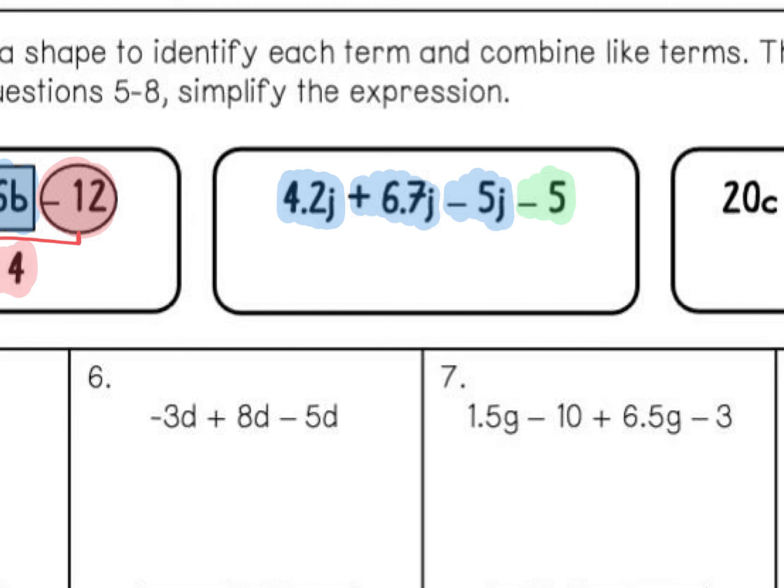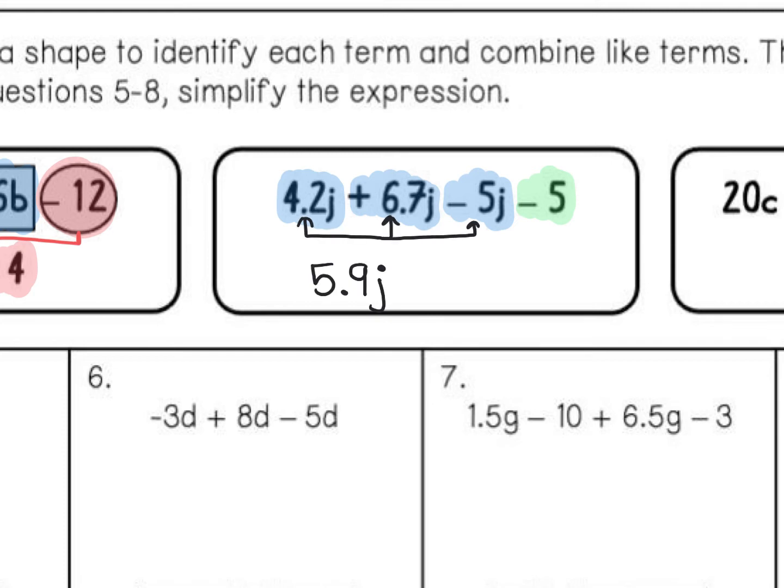You're going to do 4.2 plus 6.7, and then what? Minus 5. 4.2 plus 6.7 minus 5. Olivia, what'd you get? 5.9, and I have to keep the what? The variable J. Good. So there's one of my terms.